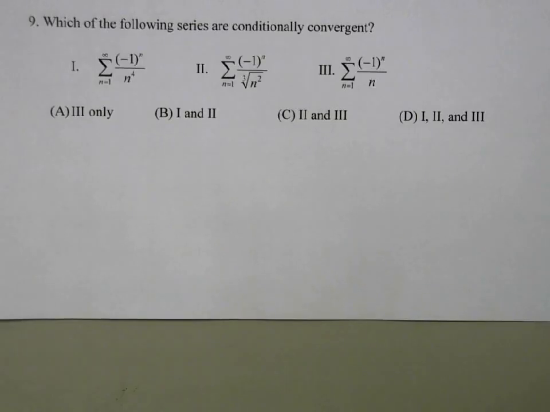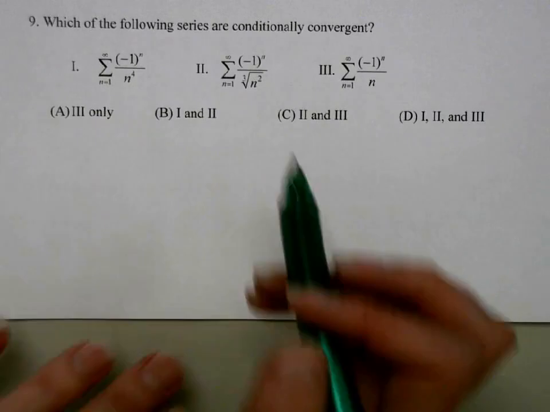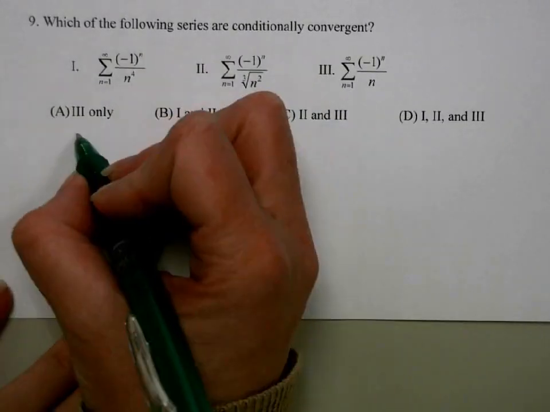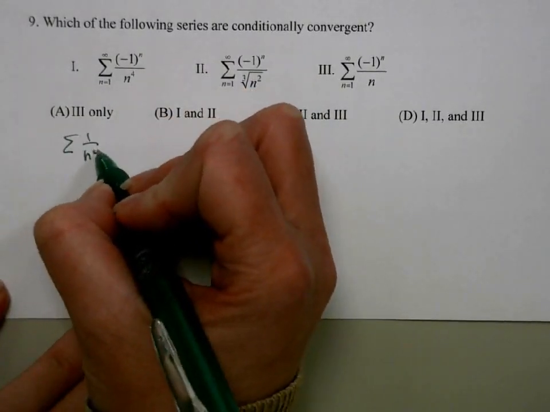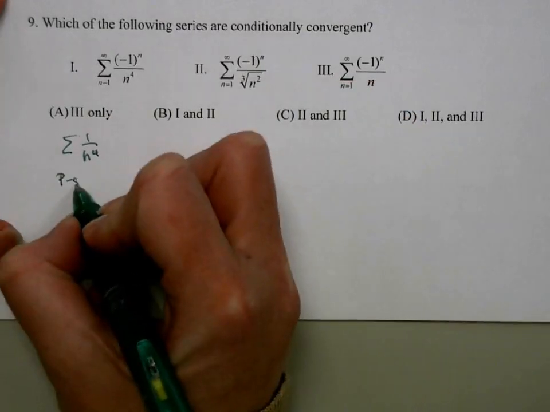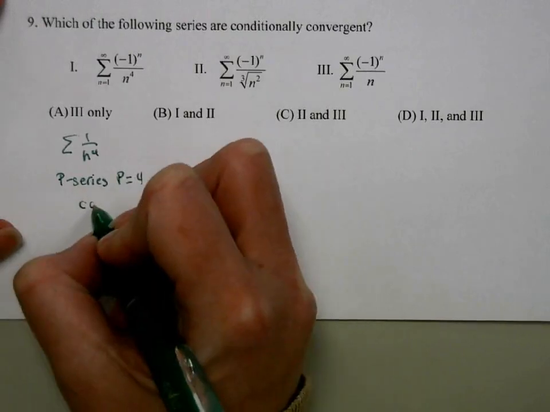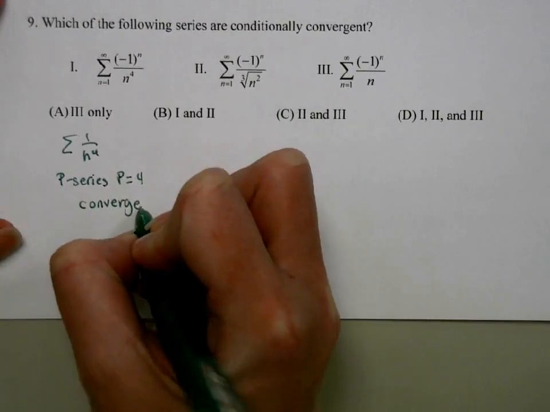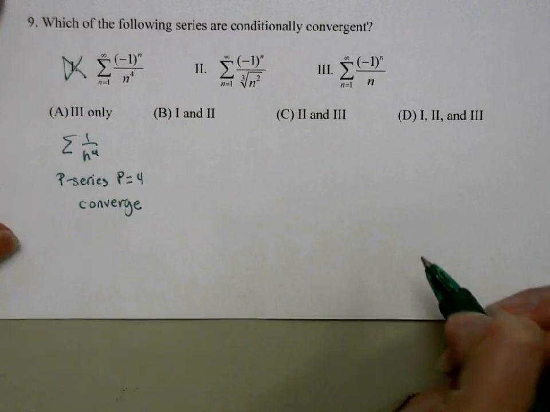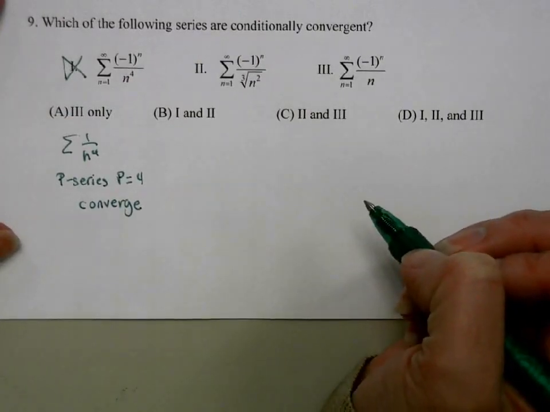Okay, conditionally convergent means that the absolute value of the series diverges, but the alternating series converges. Okay, so we want to look at the absolute value. So here I'm looking at 1 over n to the 4th. That's a P series with a P of 4, which means this one converges. And if the absolute value one converges, the alternating one also converges. Okay, which is absolutely convergent, not conditionally convergent.